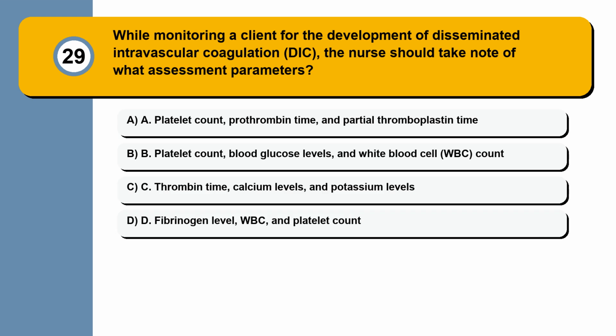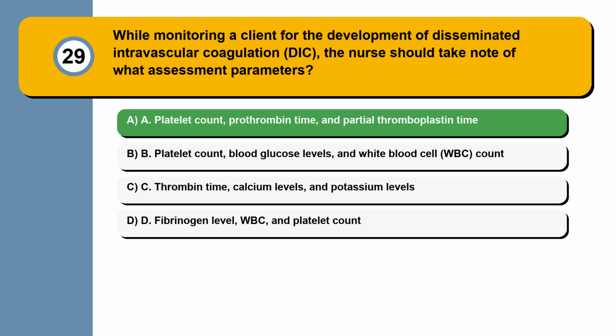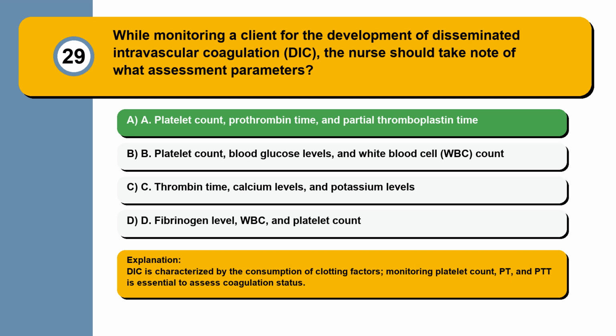Question 29. While monitoring a client for the development of disseminated intravascular coagulation, DIC, the nurse should take note of what assessment parameters? A. Platelet count, prothrombin time, and partial thromboplastin time. B. Platelet count, blood glucose levels, and white blood cell, WBC, count. C. Thrombin time, calcium levels, and potassium levels. D. Fibrinogen level, WBC, and platelet count. DIC is characterized by the consumption of clotting factors. Monitoring platelet count, PT, and PTT is essential to assess coagulation status.